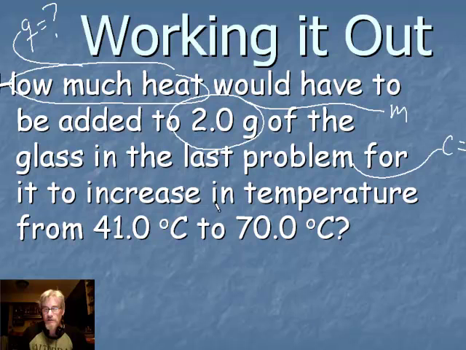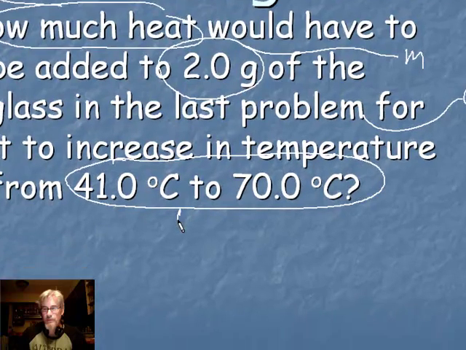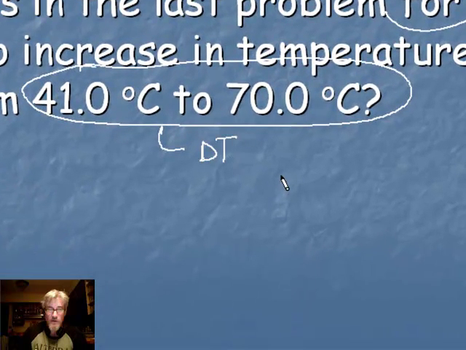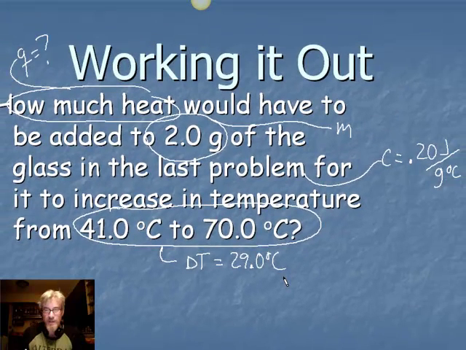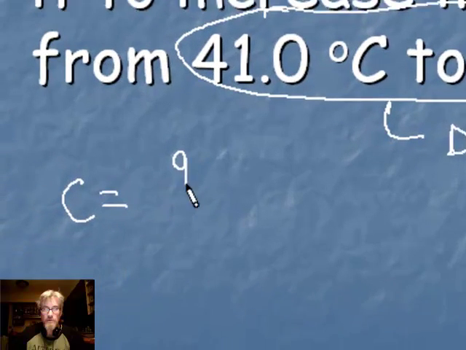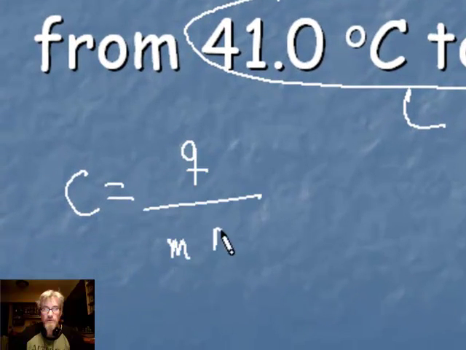For it to increase in temperature, okay, that's a temperature change from 41 to 70 degrees C. So this represents my change in temperature. And if I subtract 41 from 70, I get 29.0 degrees C if I round to the right decimal place. All right, what do I know? M, C, and delta T. What don't I know? Q. Here are a couple strategies. My equation says C is equal to Q divided by mass times delta T.